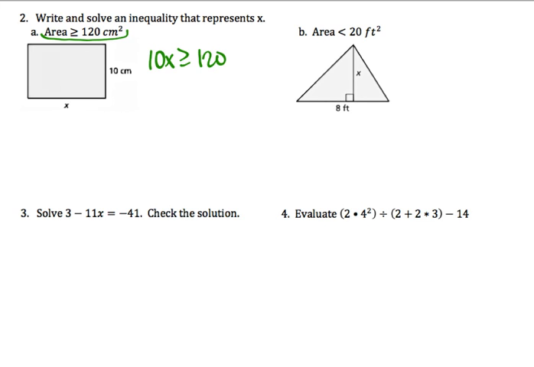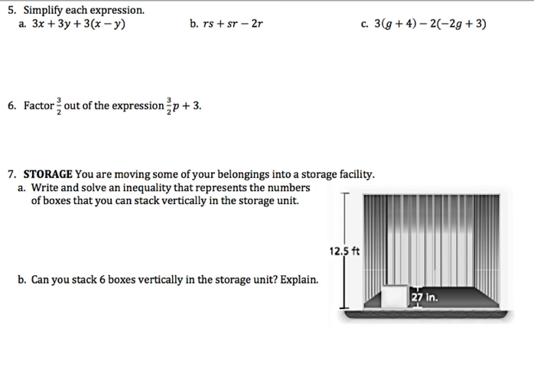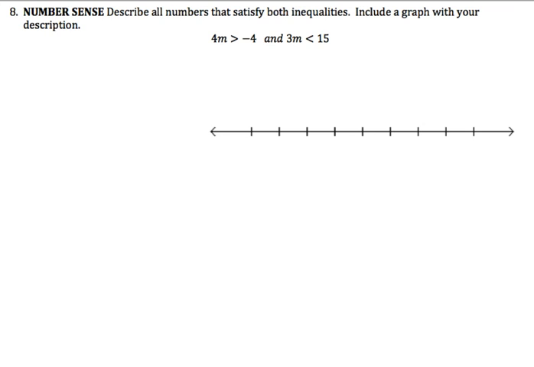Number 3, you're going to solve and check your solution. 4, use the order of operations to evaluate. Number 5, simplify the expression. Number 6 is a review of factoring. 7 is a situation problem dealing with putting boxes in a storage container. And number 8, you're going to solve both the inequalities and describe what numbers will make both inequalities true. And you can include a graph with your description.